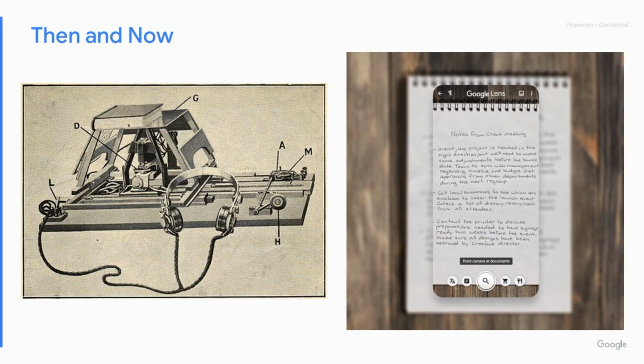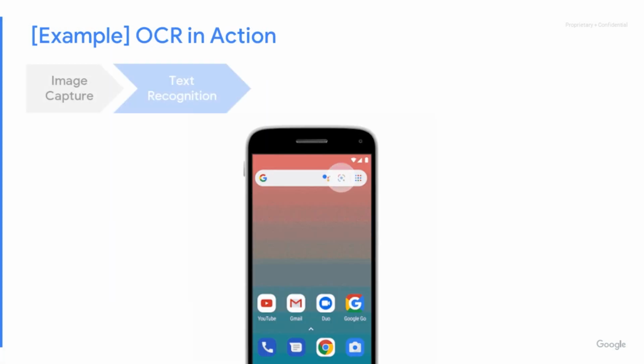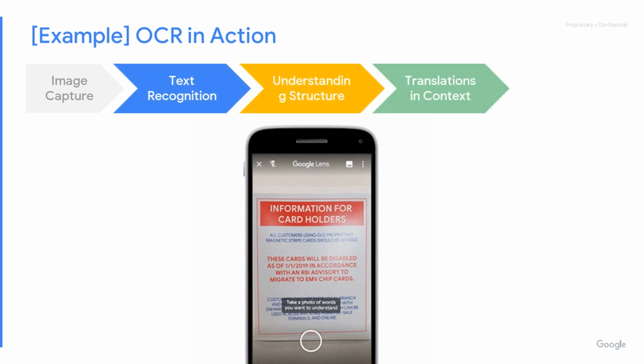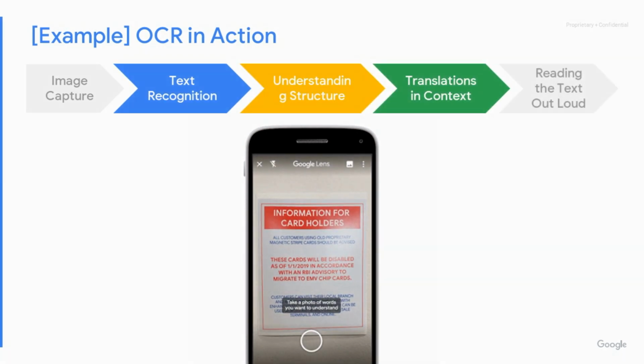Just scan some text with the camera and hit listen. This works with single words and even full paragraphs. Now, let's take the example of OCR. At first, capture a written image in the Google Lens app. It will recognize the text and understand the structure. Then translation and context is done, and it will read the text out loud.